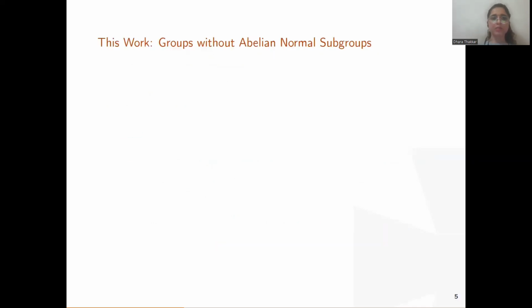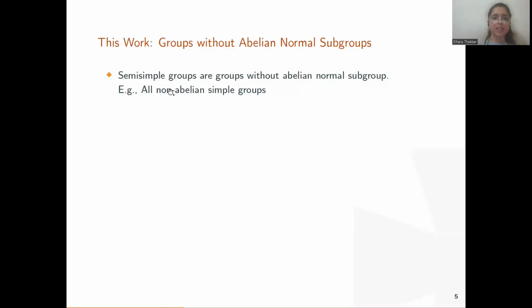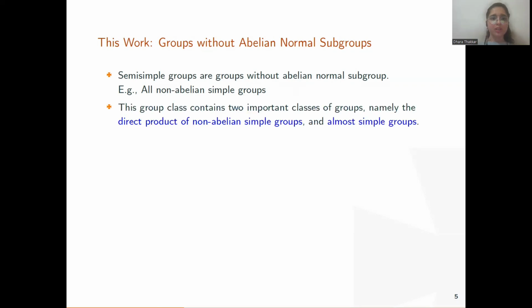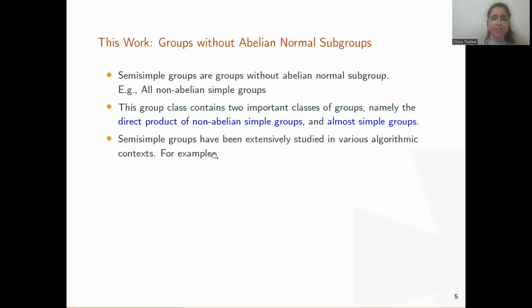But in our paper, we have considered groups without abelian normal subgroups. This is known as semi-simple groups in the literature. So semi-simple groups are groups without abelian normal subgroups. For example, all the non-abelian simple groups are semi-simple groups. Also, this class of semi-simple groups contains two important classes of groups, namely direct products of non-abelian simple groups and almost simple groups. Other than that, this class of semi-simple groups has been extensively studied in various algorithmic contexts.